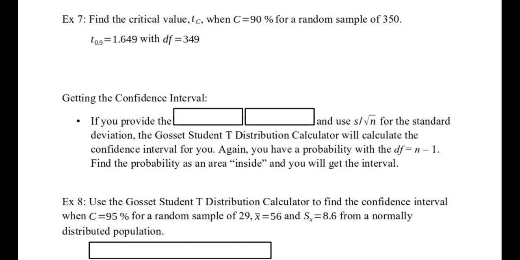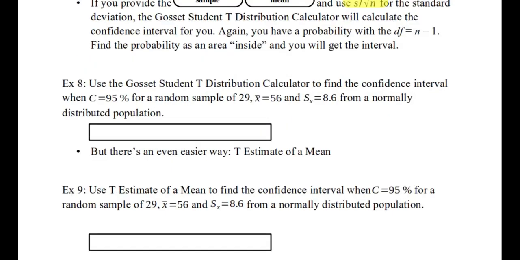Let's get a confidence interval. The way we do that is we have to start with the sample mean and the sample standard deviation S. That sample standard deviation will then become the standard deviation of the sample means when we divide by the square root of our sample size n. That will give us our confidence interval by using the Gossett Student T Distribution Calculator. And again, the degrees of freedom is 1 less than the sample size. We're interested in the inside area. So let's look at an example here.